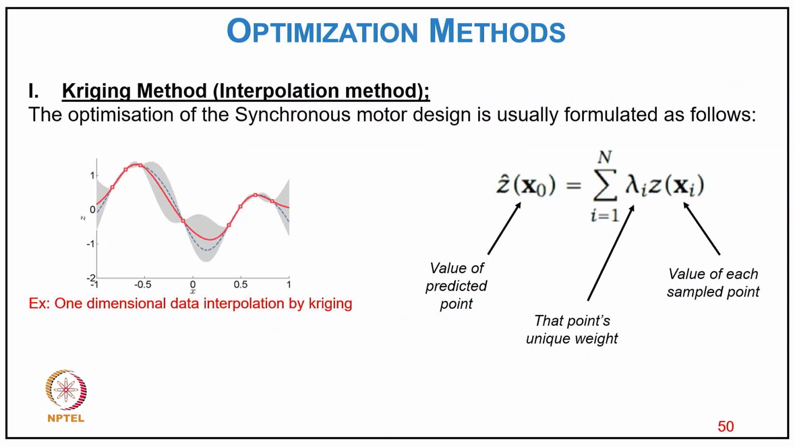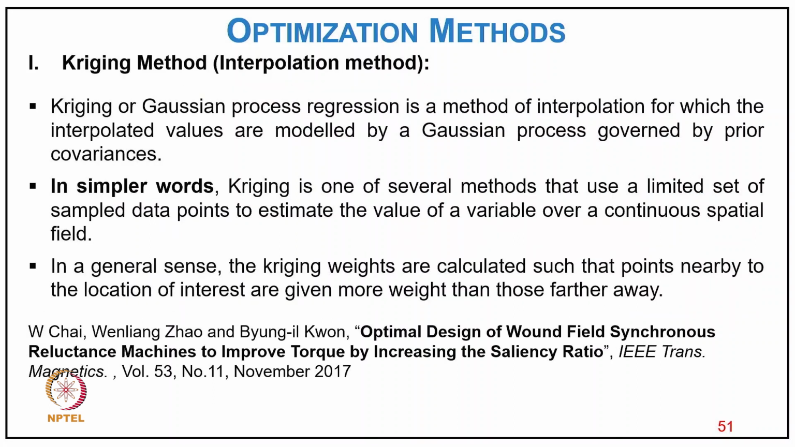First is the Kriging method, that is an interpolation method. The optimization of synchronous motor design is usually formulated as interpolating Kriging, the value of predicted z as a function of x0 equals the sum over i from 1 to n of lambda i times z as a function of xi. So that is for the value of each sampling point, with the unique update lambda i. In this Kriging method, the interpolation method, Kriging or Gaussian process regression is a method of interpolation for which the interpolated values are modeled by a Gaussian process governed by prior covariances.